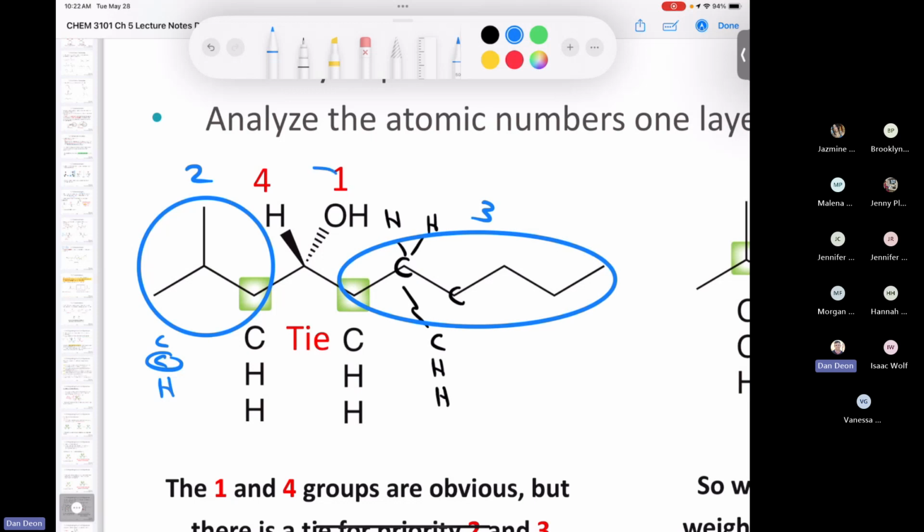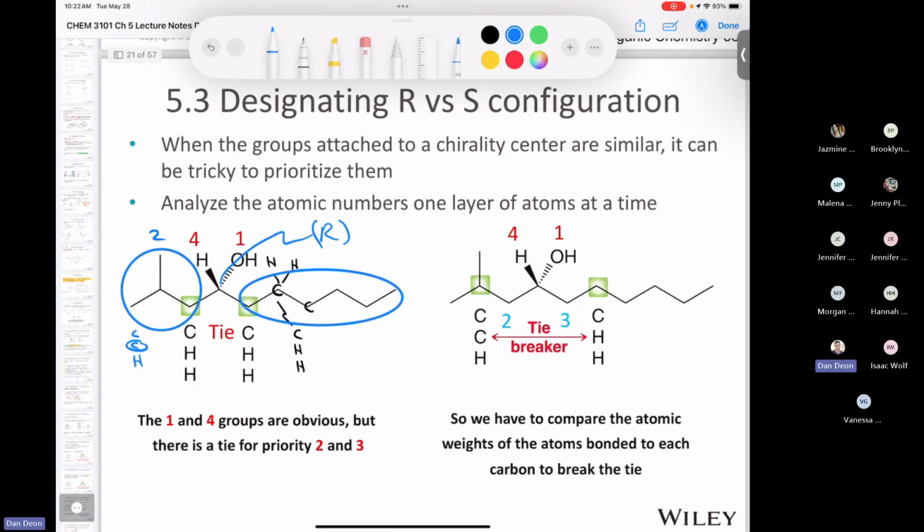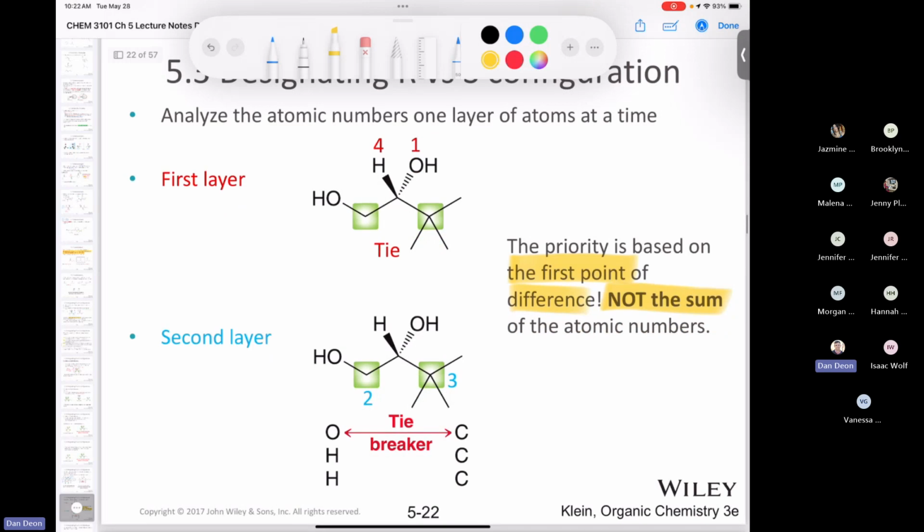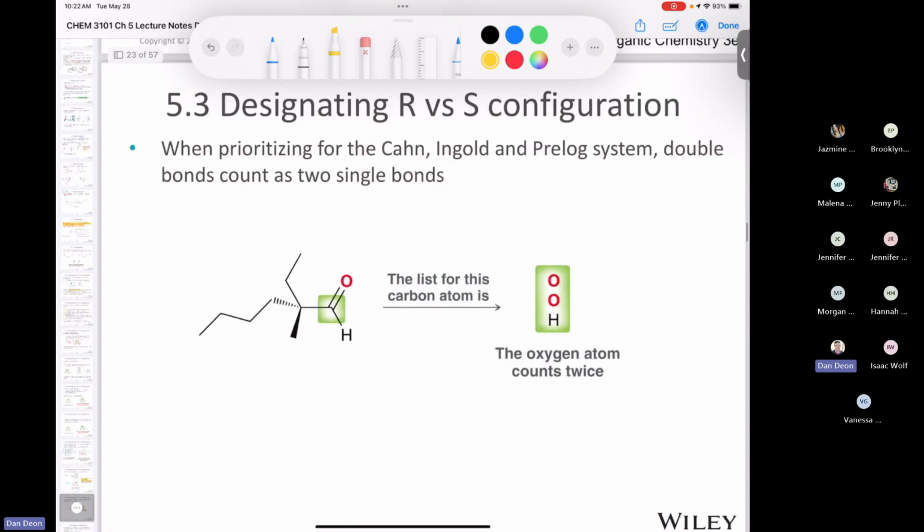So then we go from 1 to 2 to 3 like this, which is S, right? Because it's going counterclockwise, but the lowest priority group is coming out towards you. And so this would be an R compound, if that makes some sense. So this must be an R stereo center. Okay, you can see that they went through the list here. So again, you have to keep going until you find a point of difference, okay? And it's got nothing to do with the sum of the atomic numbers. You just go for the first point of difference. First point of difference. Do not try to tally up numbers or anything like that. That's not going to get you the answer whatsoever.